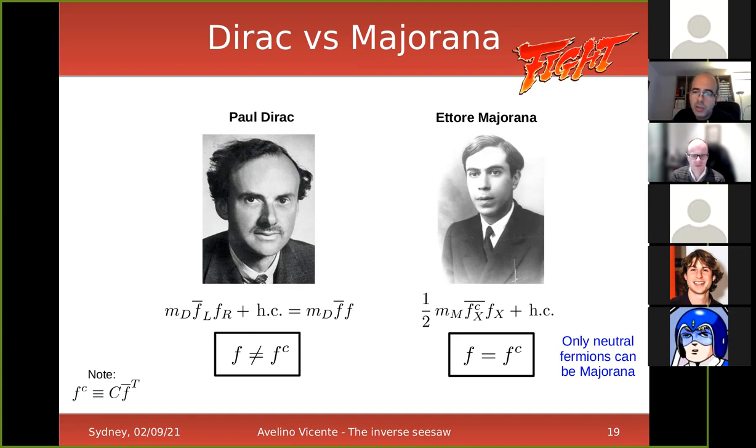I would say that the community favors Majorana neutrinos. There are several reasons for that. I think they are simpler to construct. Also, as I said before, they are very well embedded in some unified theories. But Dirac neutrinos are equally valid, and I will discuss something about that later in my seminar.